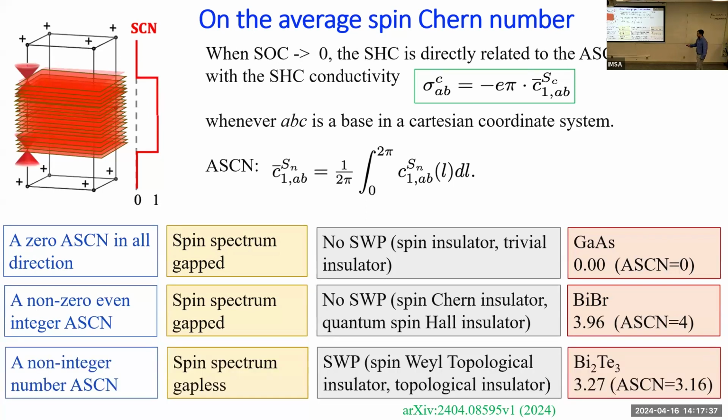And finally, we calculate the average spin Chern number, and it is not an integer, which means that we have spin Berry points. So what are the two numbers? The 3.27, is this the spin Hall conductivity computed by the Kubo formula? Computed by the Kubo formula, and this is the average spin Chern number computed with the spin Chern number. We also have here, for the material, the average spin Chern number and the spin Hall conductivity from the Kubo formula. It's not an integer number, and this means that we have spin Berry points in the geometry.